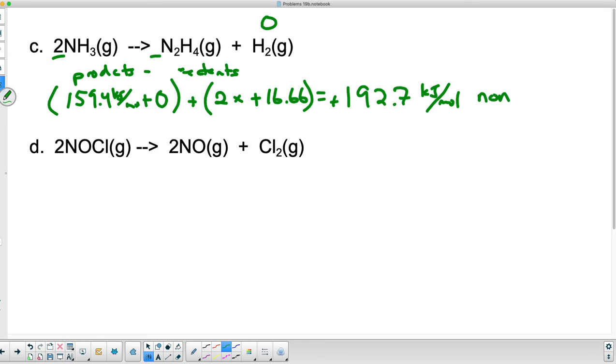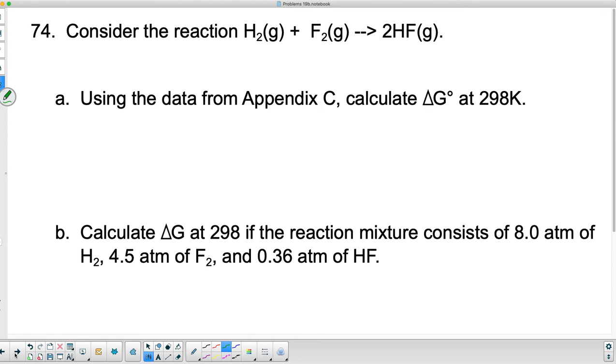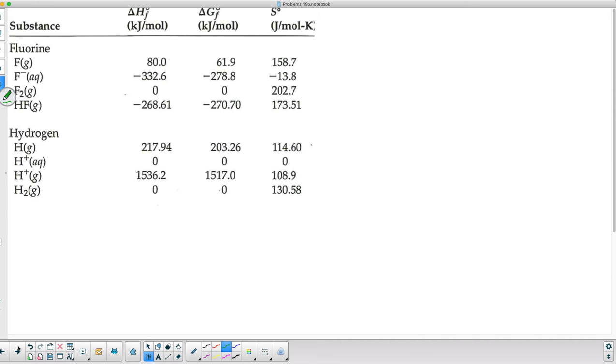We're going to do this calculation quite a bit, because in 74, I have a similar situation. It says consider the reaction H2 plus F2 yields 2HF. Using the data from Appendix C, calculate the delta G standard at 298. I know this one's going to be 0, and that one's going to be 0. Let's take a look at what HF is. Delta G for HF is negative 270.7.